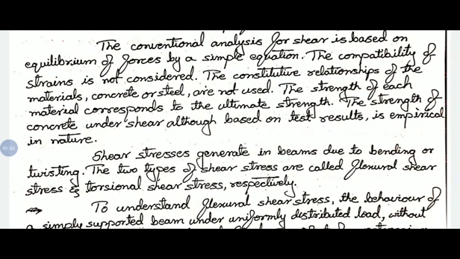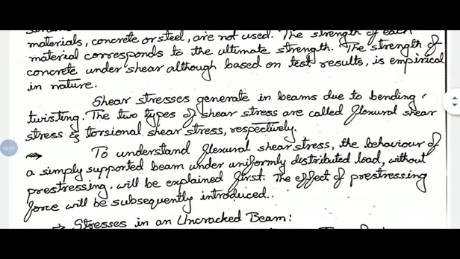So in beams, shear stress is generated due to two reasons. One is bending or twisting. If the shear stress is generated due to bending, we will call it flexural shear stress. If the shear stress is caused due to torsion or twisting, we will call it torsional shear stress. So as per our syllabus, we are concentrating only on flexural shear stresses.